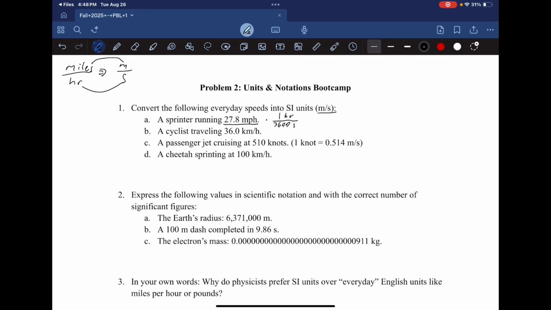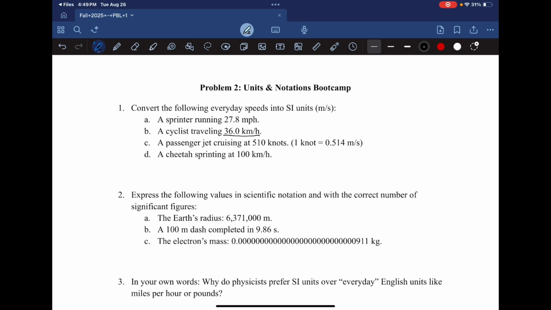And then there are exactly, for meters, 1,609.34 meters per mile. So what we're doing is we're dividing 27.8 by 3,600 and then multiplying it by 1,609.34. And when you do that calculation, you'll get 12.4 meters per second.